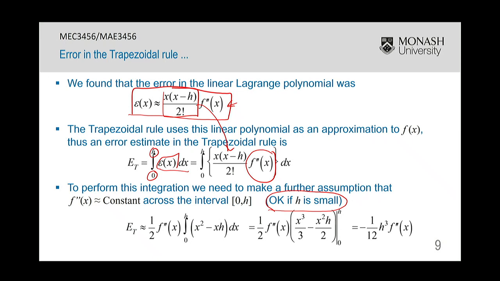If we actually undertake this integral here, we bring out the f double dash because we're saying it's approximately constant. The integral of x squared minus xh is just equal to x cubed on 3 minus x squared h on 2, and if we calculate that between the limits of 0 and h, it's very easy to show that this error term is like minus 1/12 h cubed f double dashed of x, where this is some kind of approximate integral estimate. So this is what we actually stated a number of videos ago that the error in the trapezoidal rule was equal to.